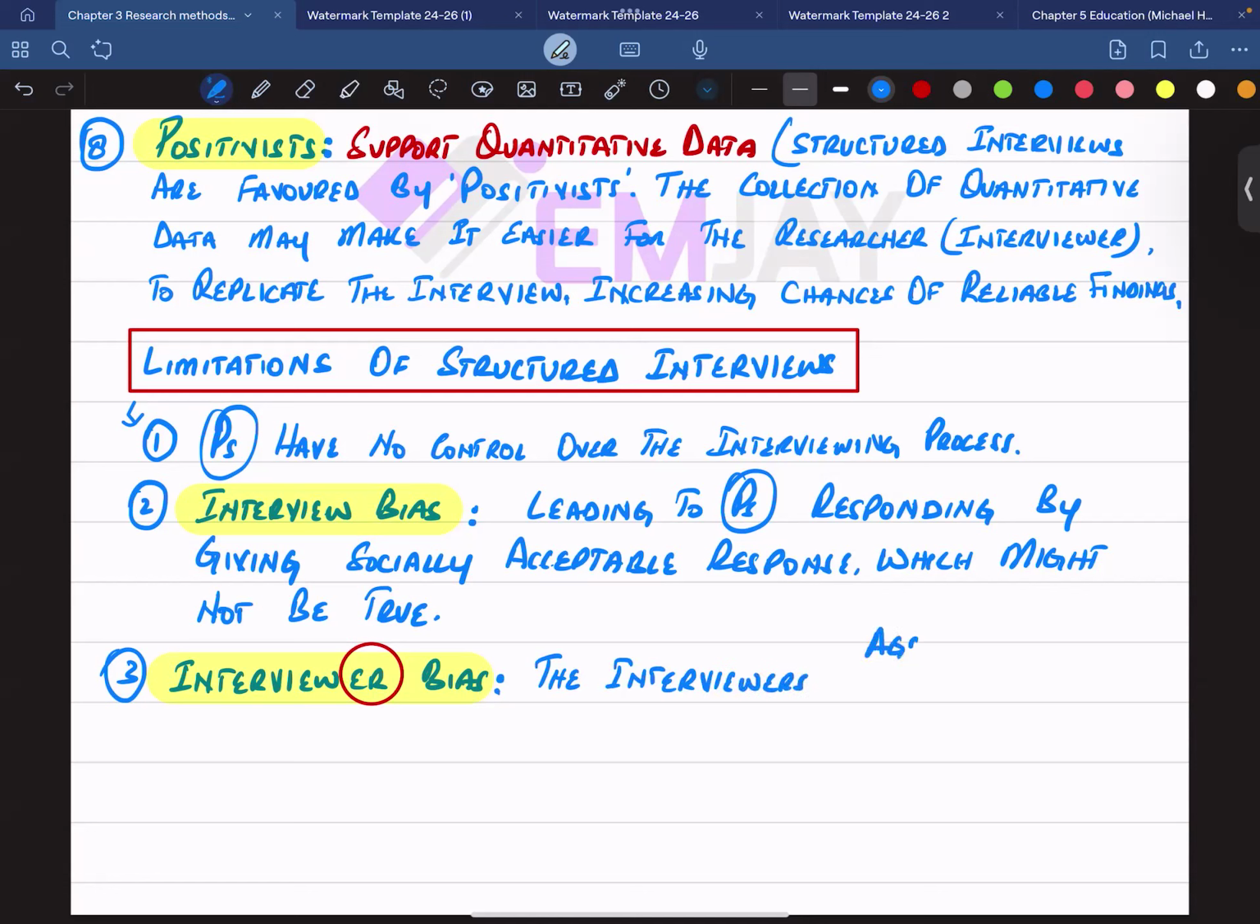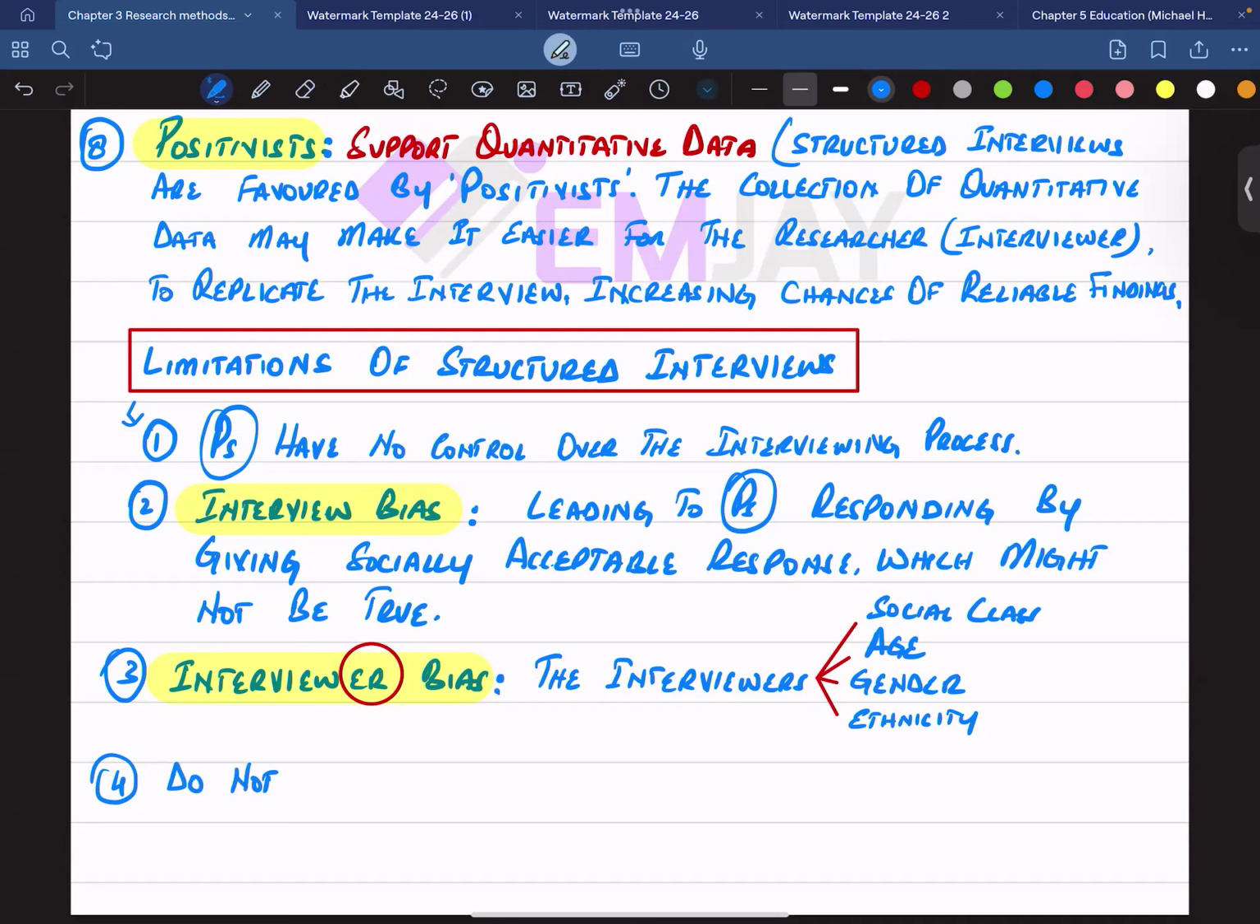the interviewer's age, the interviewer's gender, the interviewer's ethnicity, or for the matter of fact, the interviewer's social class. Could be potential reasons, could be potential factors that lead to the respondent answering in not a true manner, or the respondent not being honest, which again leads to the validity or the accuracy of the findings being questioned.